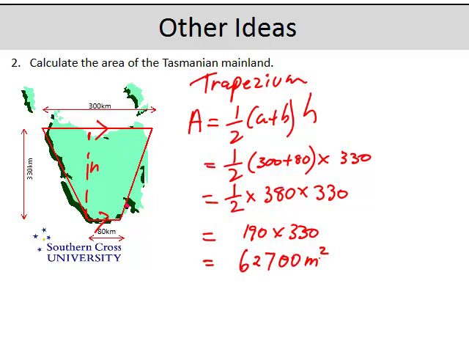Square metres, or sorry, I need to rub that out. That's square kilometres. And if you research this answer, it's approximately 64,000 square kilometres. So this is one way that you can do an estimate, is to take the shape and apply some basic shape to it, or a mixture of basic shapes.